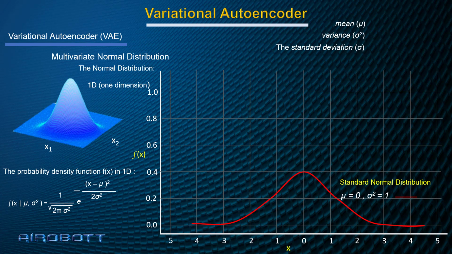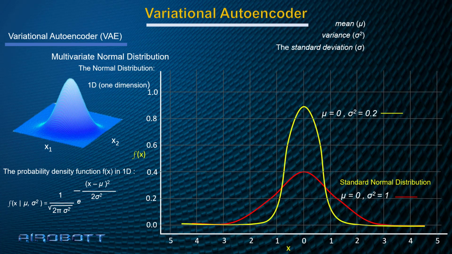If the mean mu is 0 and variance sigma squared is 0.2, the normal distribution in one dimension is like this. At x equal to 0, f(x) is equal to 0.9. At x equal to 0.5 and -0.5, f(x) is 0.6. At x equal to 1.4 and -1.4, f(x) equals 0.